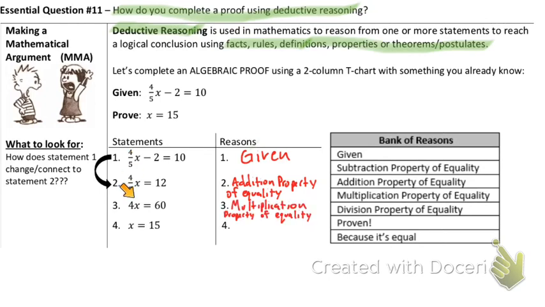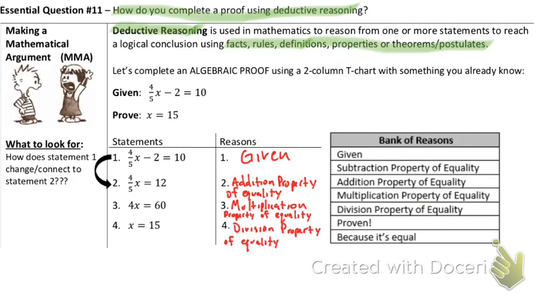So we continue to make the connection. Now we're connecting step 3 to step 4. We have to figure out what we did. If you look, I got rid of the 4 by dividing both sides. To divide both sides, that's the division property of equality.